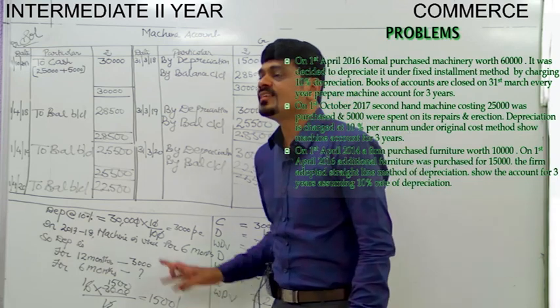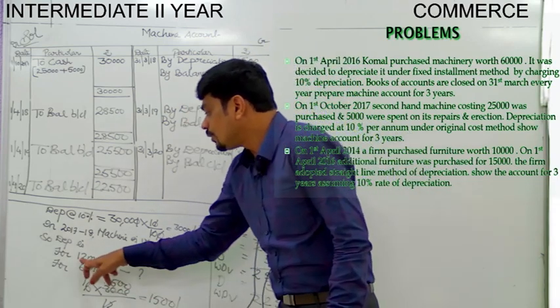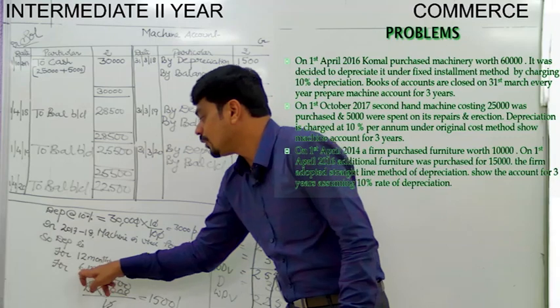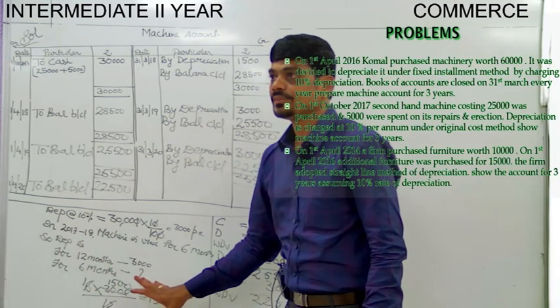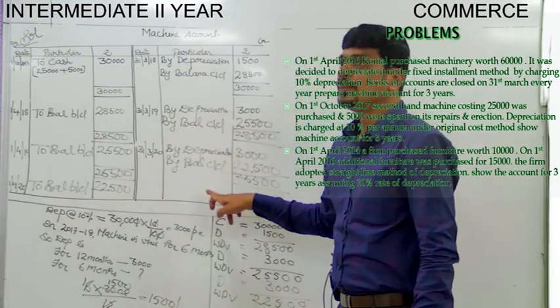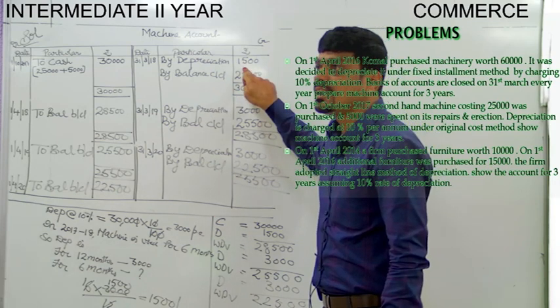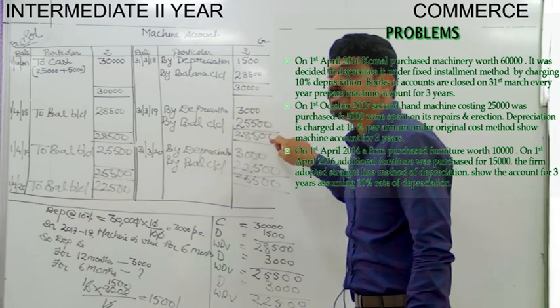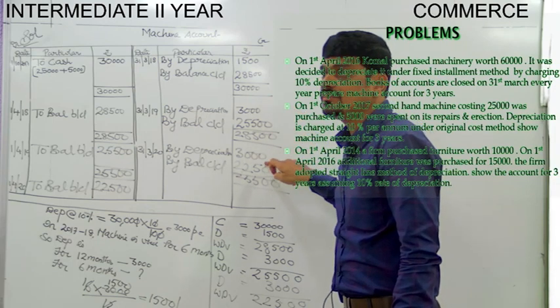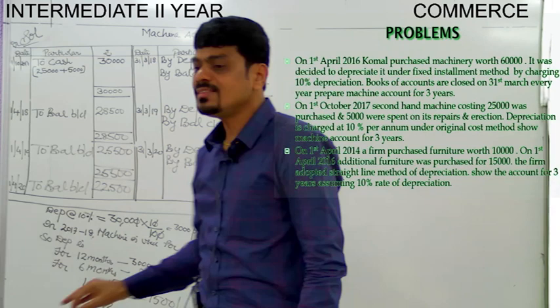Let me say, for example, it is coming 3 months. So what we'll do, for 12 months, 3000. For 3 months, how much? Like that we'll calculate. Then as usual, posting. Only in first year, we'll calculate 1500. Second year onwards, we'll charge 3000 as depreciation.